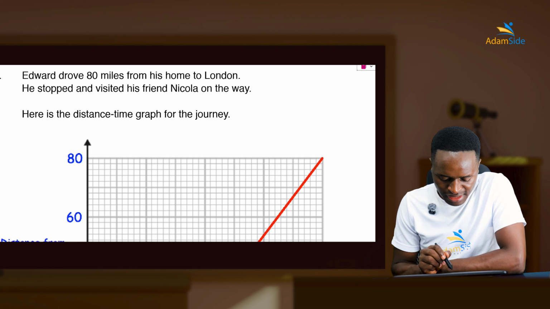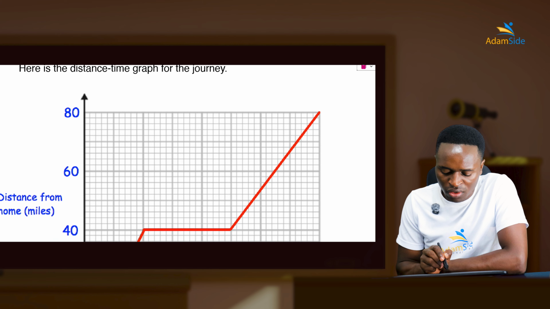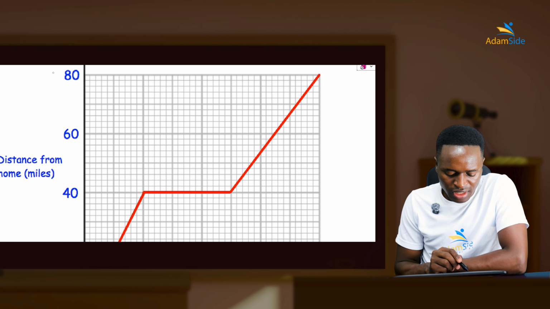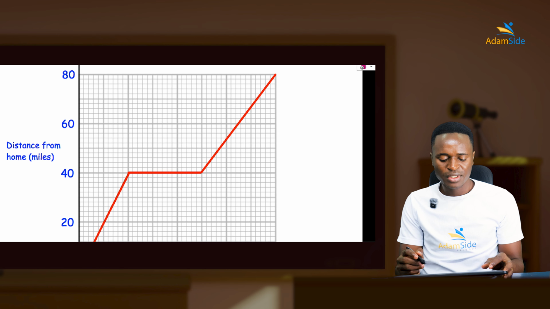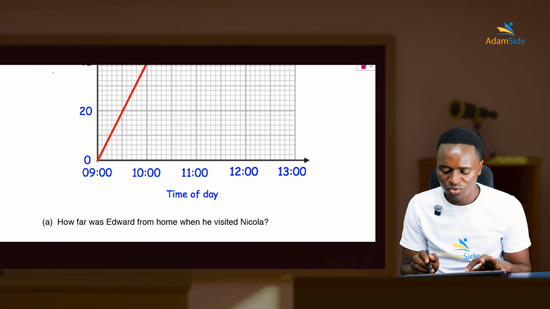He stopped and visited his friend Nicola on the way. Here is the distance time graph for the journey. So Edward drove 80 miles from his home to London. He stopped and visited his friend Nicola on the way. Here is the distance time graph for the journey. So we have 80 miles and then 9 a.m. to 10 a.m., to 11, to 12, to 1. Time of day. How far was Edward from home when he visited Nicola?